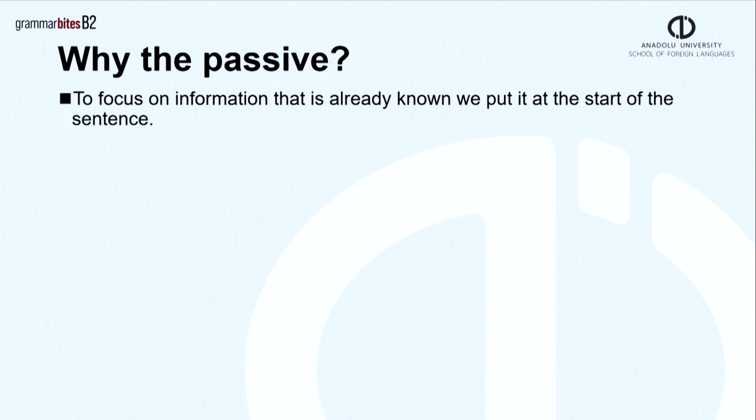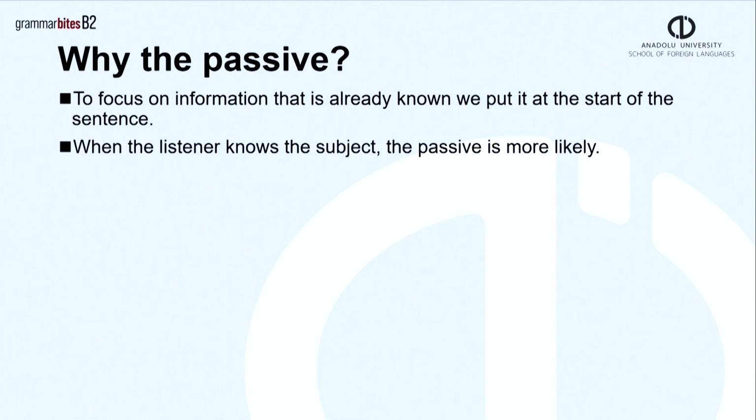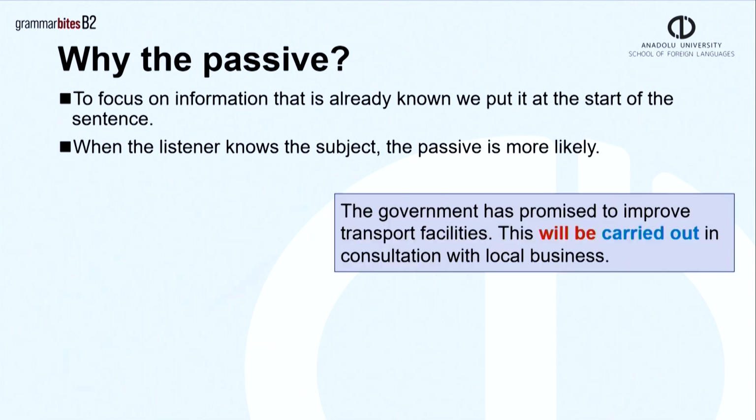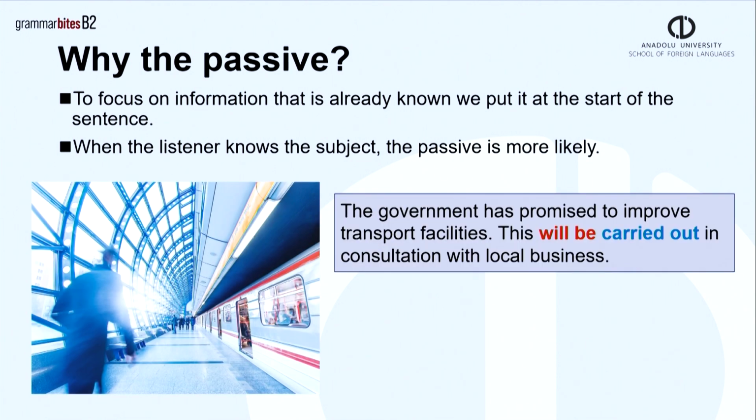Another reason to use the passive is when information is already known. When the listener knows the subject of the discussion, the passive is often more likely. The government has promised to improve transport facilities. This will be carried out in consultation with local businesses. In the second sentence, this means the situation mentioned in the first sentence. As the listener has the information already, the passive is common, because we don't need to repeat the process or the doer.